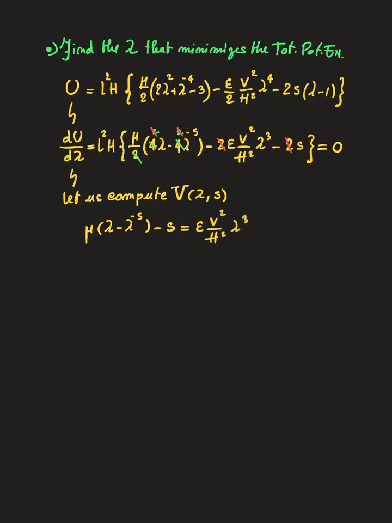And from this expression we immediately get what we wanted, which is the voltage as a function of the stretch and of the applied load. This h can be put in front, so this becomes the square root of, on top I have mu lambda minus 5 minus s, and here below I have epsilon lambda cube. That's it. Isn't it beautiful?